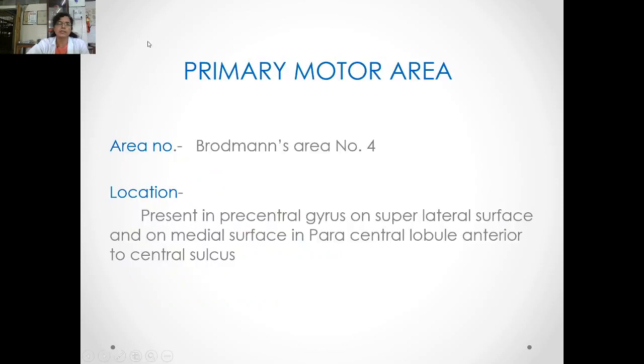So first we will see the primary motor area. The first point is the area number, and this is Brodmann's area number 4. Brodmann's area 4 is the primary motor area. Its location: it is present in the precentral gyrus on the superolateral surface, and now you know about this precentral gyrus, and on the medial surface in the paracentral lobule, anterior to the central sulcus.